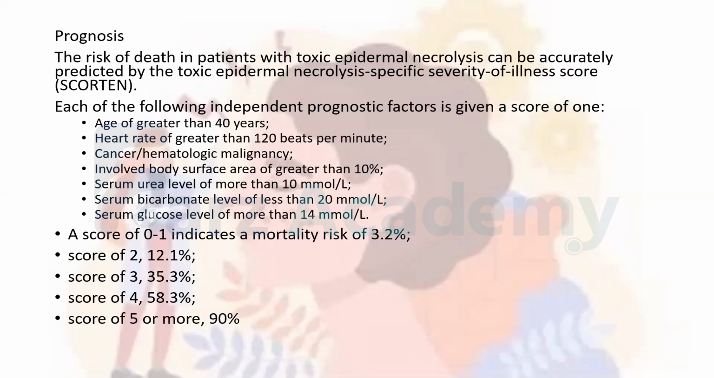So based on that, you decide: if the score is between 0 to 1, then the mortality is only 3.2%. If the score is 2, then the mortality is 12.1%. If the score is 3, then you give a mortality rate of 35%. And if the score is more than 5, then it is sure that there is 90% mortality.